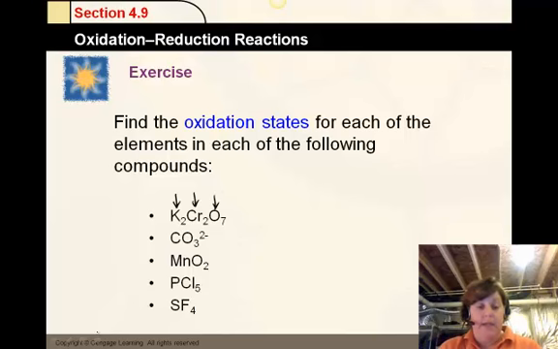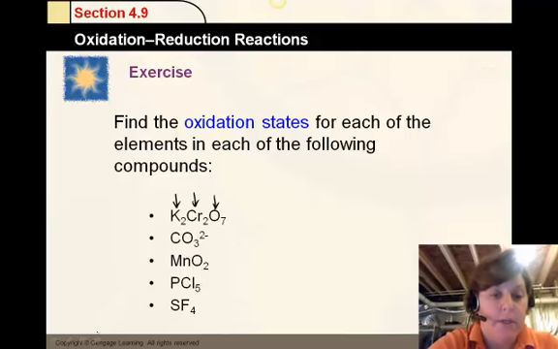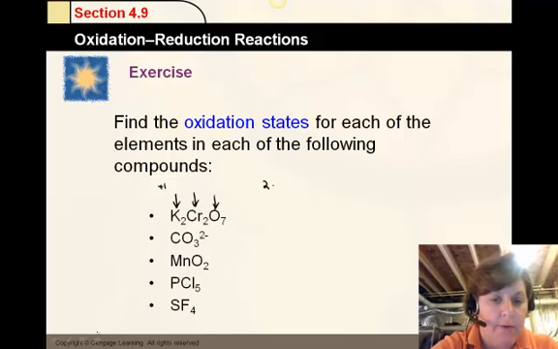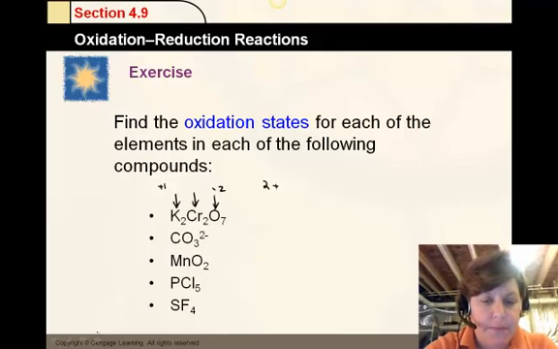All right, so potassium is in group 1A. Those are always a +1 charge. And of course there are 2 of them, so I'm just going to write a 2 over here. But each potassium is a +1. Each oxygen is always a -2. Now there are 7 of them, so that means -14.